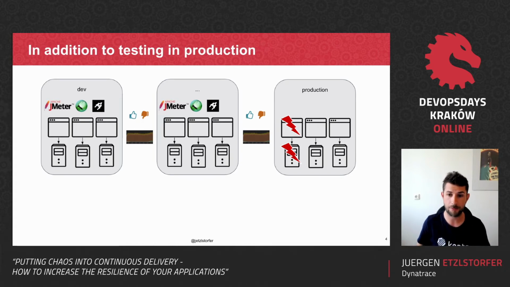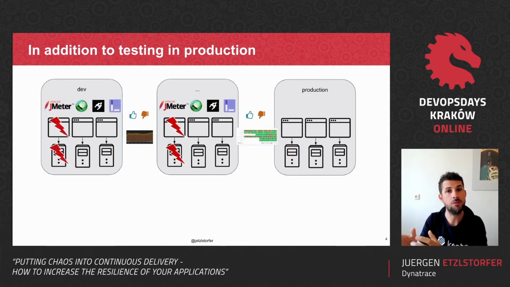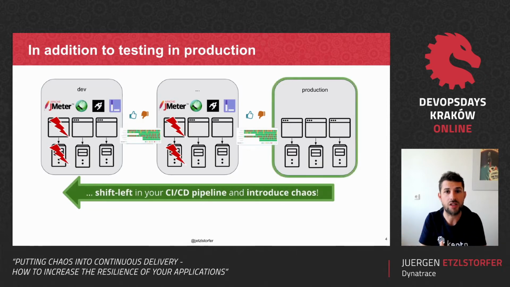There will be a point in time when production is breaking because of a lot of different dependencies. What I want to advocate for today is to not wait for the point in time when production goes down, but to use chaos engineering already in pre-production environments, maybe even in the dev environment, and execute chaos there. And also to find a way to evaluate the chaos that you're executing.